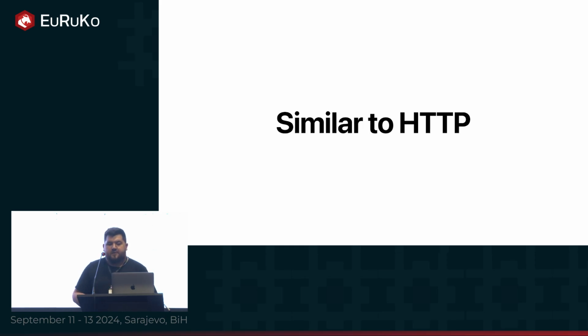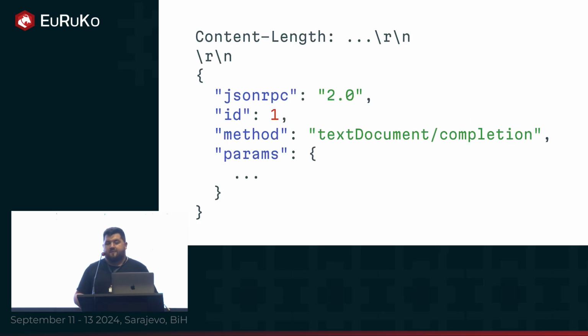If you aren't familiar with JSON RPC, it's somewhat similar to HTTP in the way that you also have the content length, the headers up top, and then a body. In this case, it's a JSON blob that you can send back and forth.